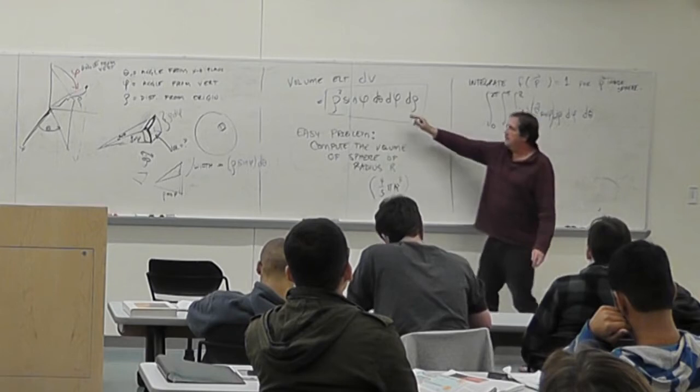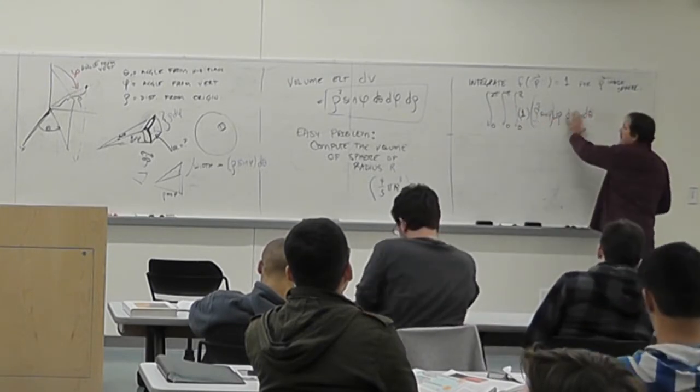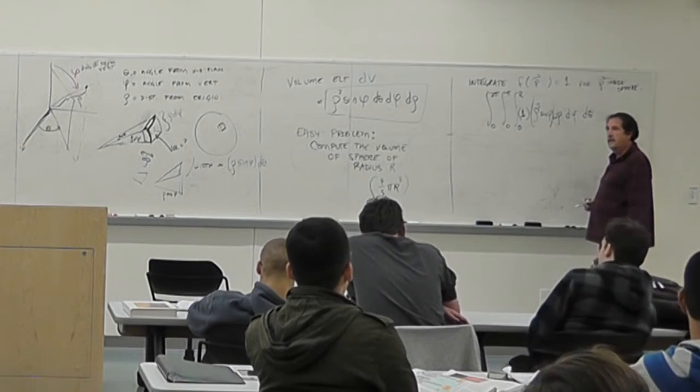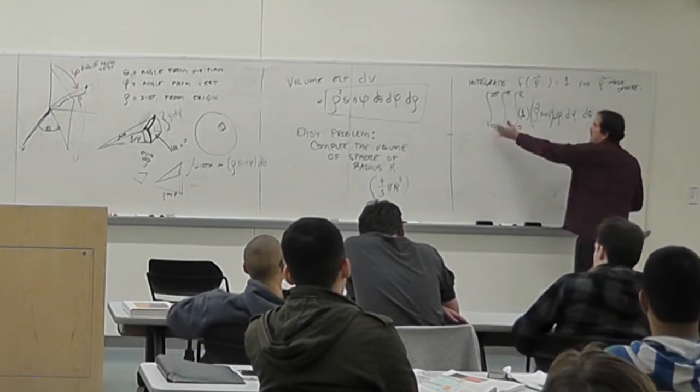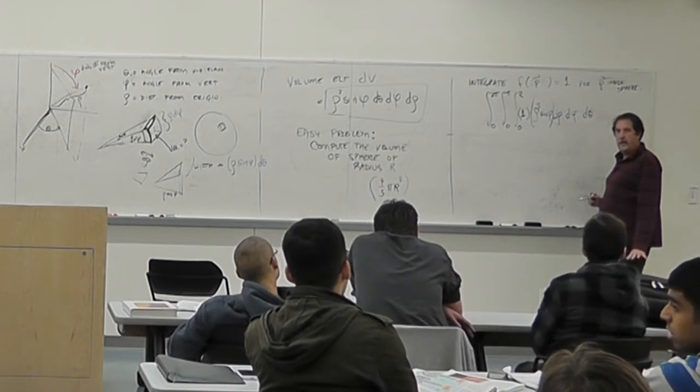I have this. And I need this rho squared sine phi, the stuff, in whatever order I want. Since I wrote them in this order, I guess I write them in this order. Is this okay?